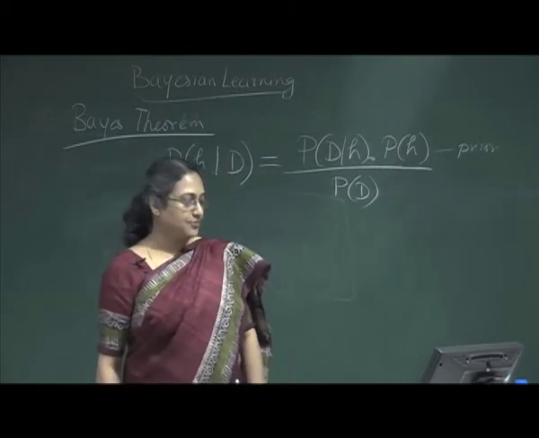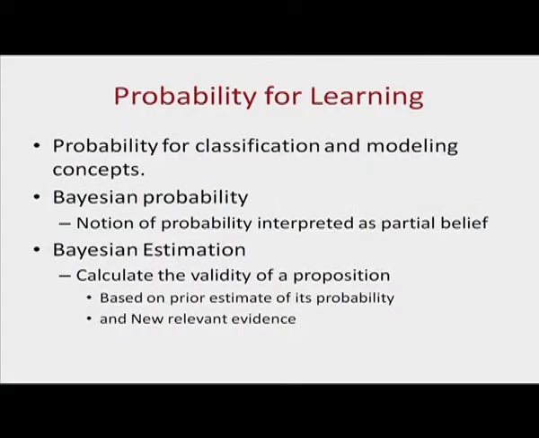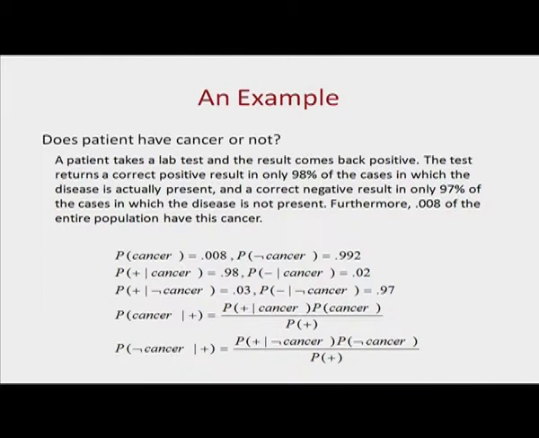Now, let us see an application of Bayes' theorem. For this, you may look at this slide. Suppose you want to know whether a patient has cancer or not. This particular example is taken from Tom Mitchell's book on machine learning. A patient takes a lab test and the result is positive. Now, the test returns a correct positive result in only 98% of the cases in which the disease is actually present, and a correct negative result in only 97% of the cases in which the disease is not present. Furthermore, you know that 0.008 of the entire population have this cancer.